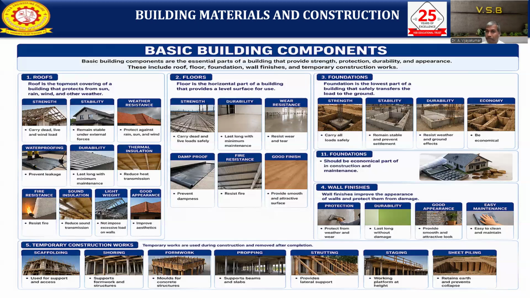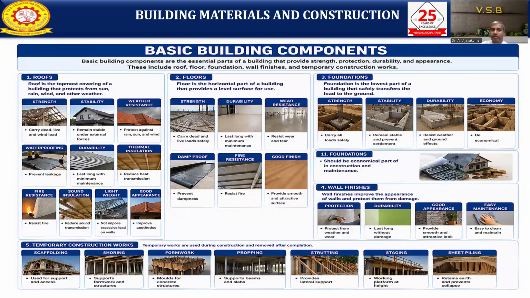We use formwork because only with formwork can we make different shapes of the structure, maybe rectangular, circular, square, whatever the structure may be. Propping, supporting beams and slabs as a vertical column, is called propping. Strutting provides lateral support to the structure. A working platform at a height is called staging. Stage by stage, we can increase the height for the work. It also retains the earth and prevents collapse, as in sheet piling.